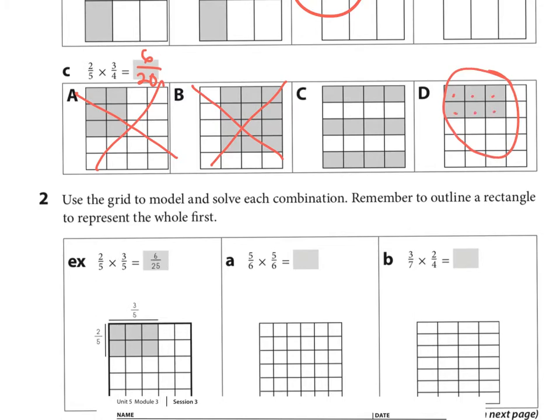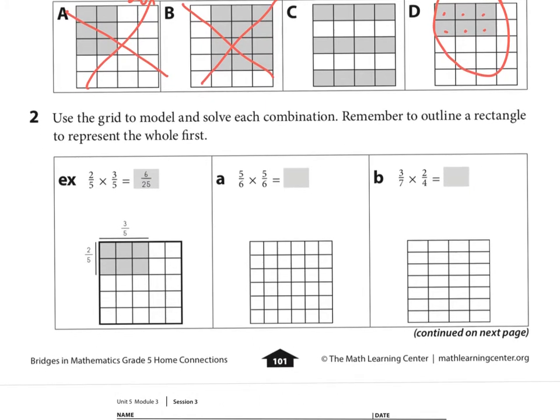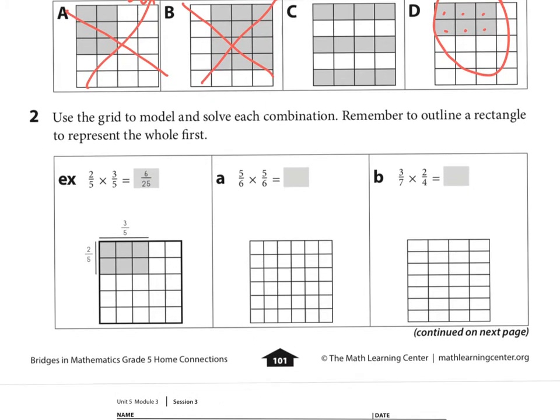Looking at number 2, it says use the grid to model and solve each combination. Remember to outline a rectangle to represent the whole first. Here's an example done for us, outlining the whole, and I see 3/5 times 2/5 equals 6/25.